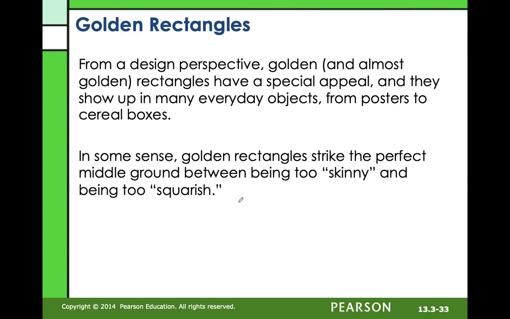It's actually a design perspective that we've been kind of accustomed to seeing things that are golden rectangles as being kind of the ideal rectangle. So when people are designing products such as TV screens, cereal boxes, and movie posters, what they're actually trying to do is get those to be proportionally golden rectangles. The idea being that golden rectangles are kind of the perfect in-between. They're not too skinny, they're not too squarish, they're kind of that nice, ideal rectangle that you'd want to see.